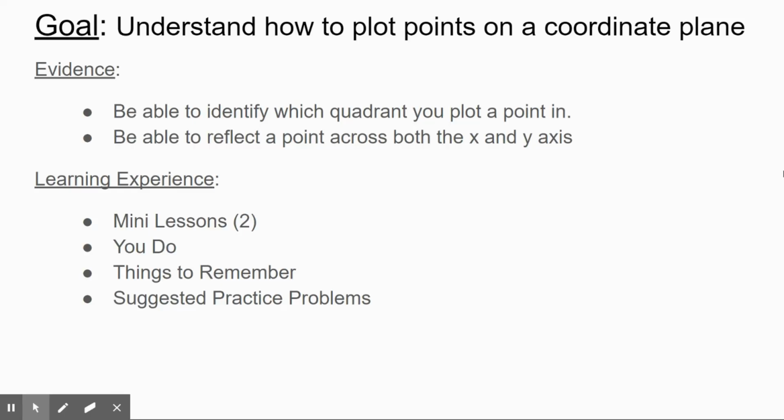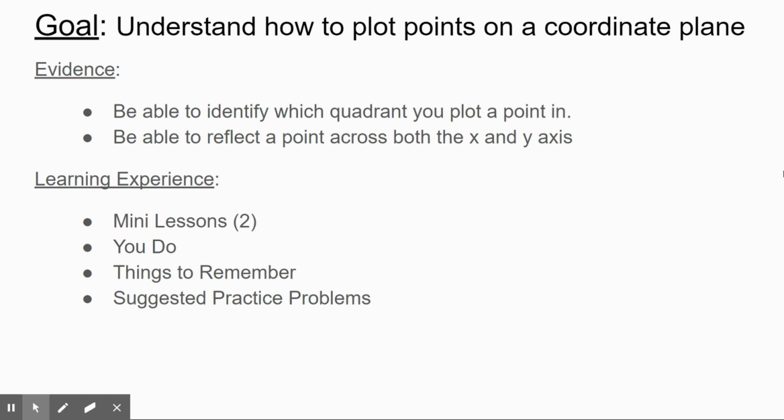In this video, we're going to understand how to plot points on a coordinate plane. So, evidence-wise, we're going to talk about how do you identify which quadrant your point is going to be in, and we're also going to talk about how you can reflect a point across both the x and y axes.